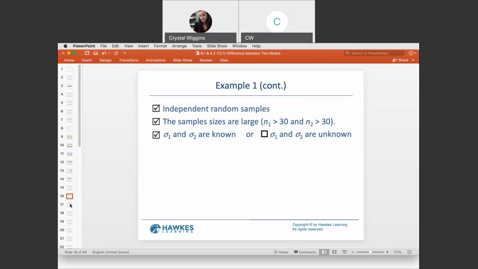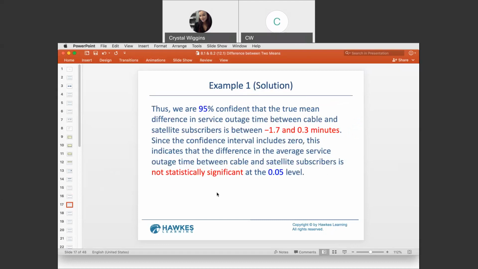we would see that the conclusion is thus we are 95% confident that the true mean difference in service outage time between cable and satellite subscribers is between -1.7 and 0.3 minutes. Sorry, I think I misspoke a little earlier and said -2 to +3 minutes, but it was 0.3 of a minute, which is a very small window. Thus, the confidence interval includes 0. This indicates that the difference in average service outage time between cable and satellite subscribers is not statistically significant at the 0.05 level.